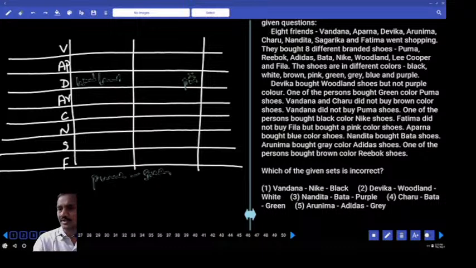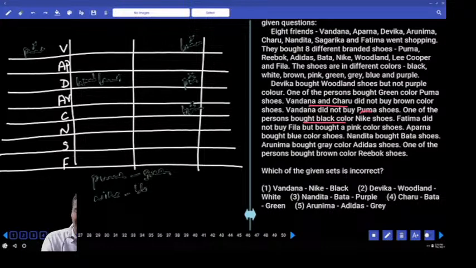Next, Vandana and Charu did not buy brown color. Brown is ruled out for Vandana as well as Charu. Vandana did not buy Puma, so Puma cannot be here. Next, one of the persons bought black color Nike shoes. Nike is of black color. Fatima did not buy Fila, so Fila is ruled out for Fatima, but she bought pink color shoes.